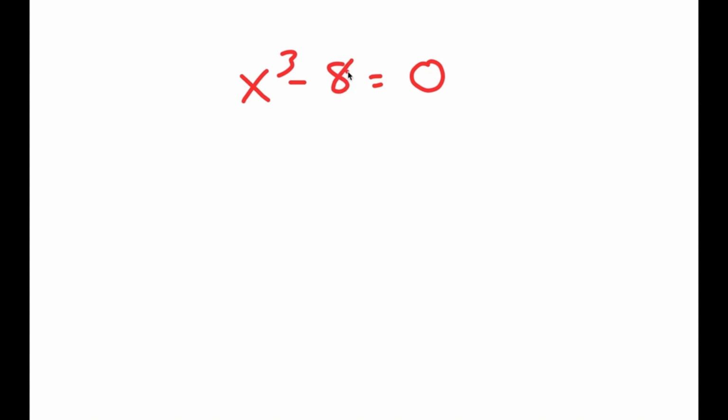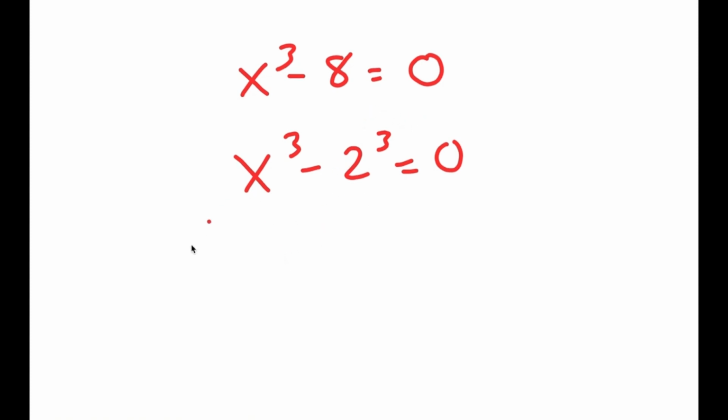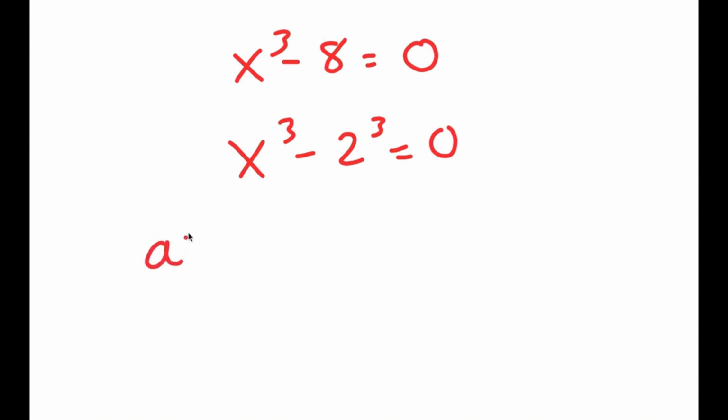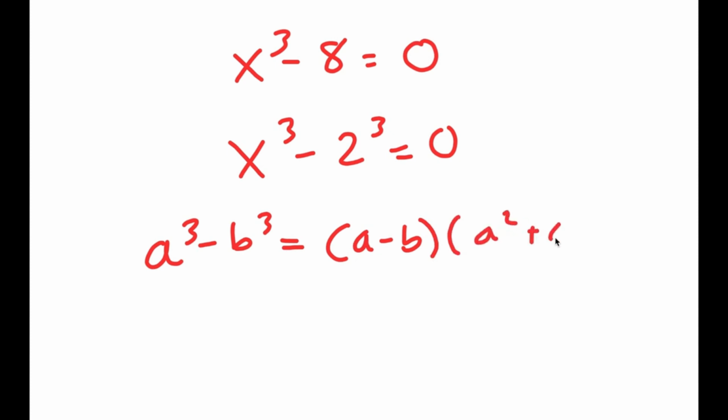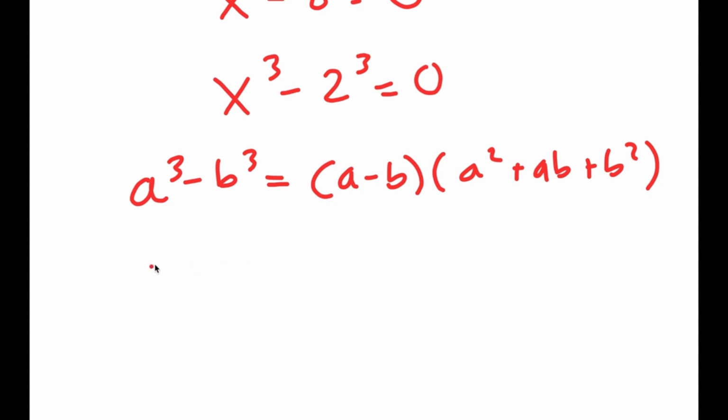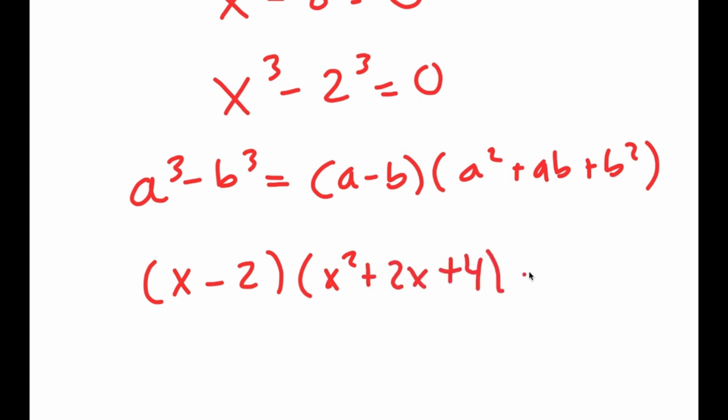And now I'm going to rewrite 8 as 2 to the power of 3. So I get x to the power of 3 minus 2 to the power of 3 is equal to 0. And then now I'm going to use the formula a to the power of 3 minus b to the power of 3 is equal to a minus b times a squared plus ab plus b squared. So in this case, this turns into x minus 2 times x squared plus 2x plus 4 is equal to 0.